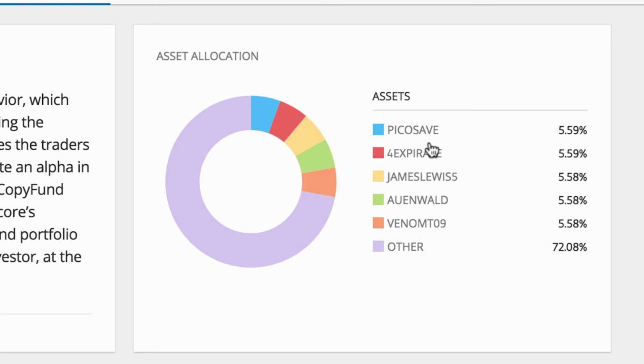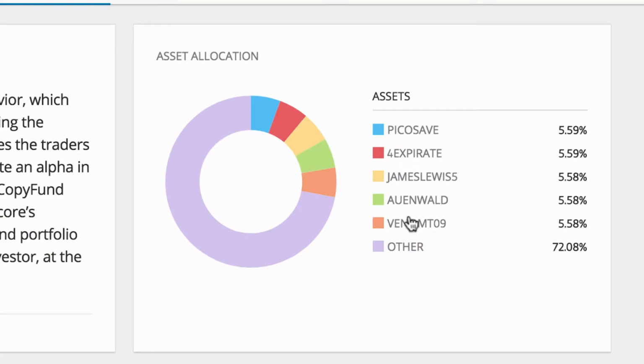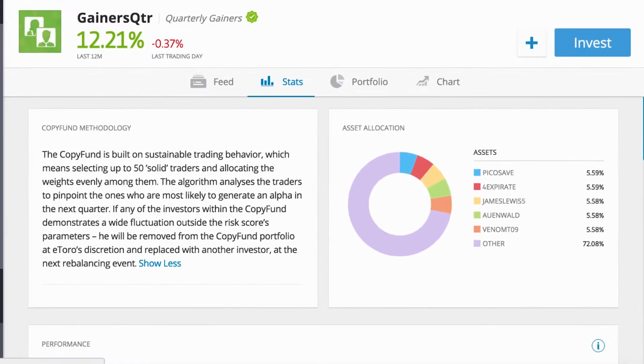They might get rid of PicoSave. Sorry, PicoSave, I'm not singling you out, it's an example. Or they might get rid of Auenwald or whatever, and they might put another one in. So they're managing it actively, trying to make sure that this is safe. Okay. Let's go back to another one. Let's go to the copy funds.